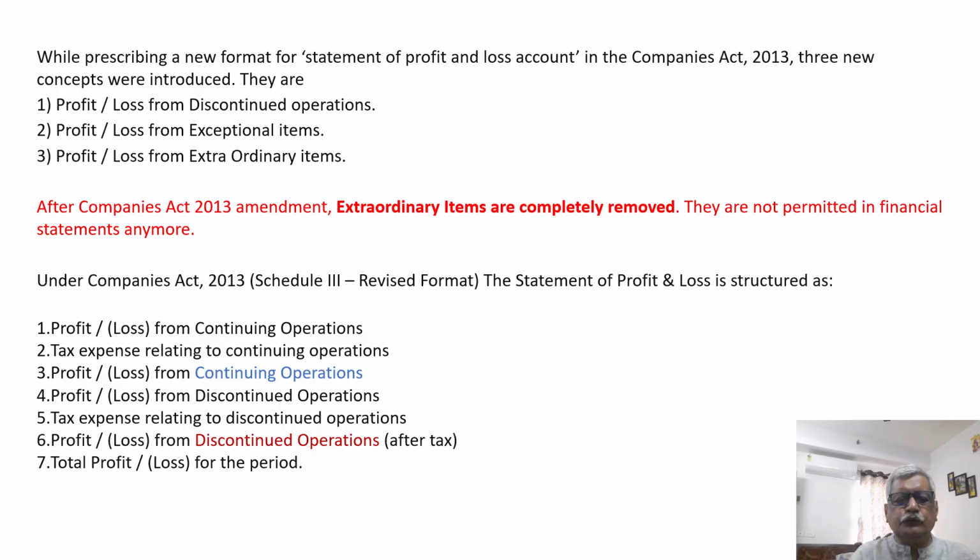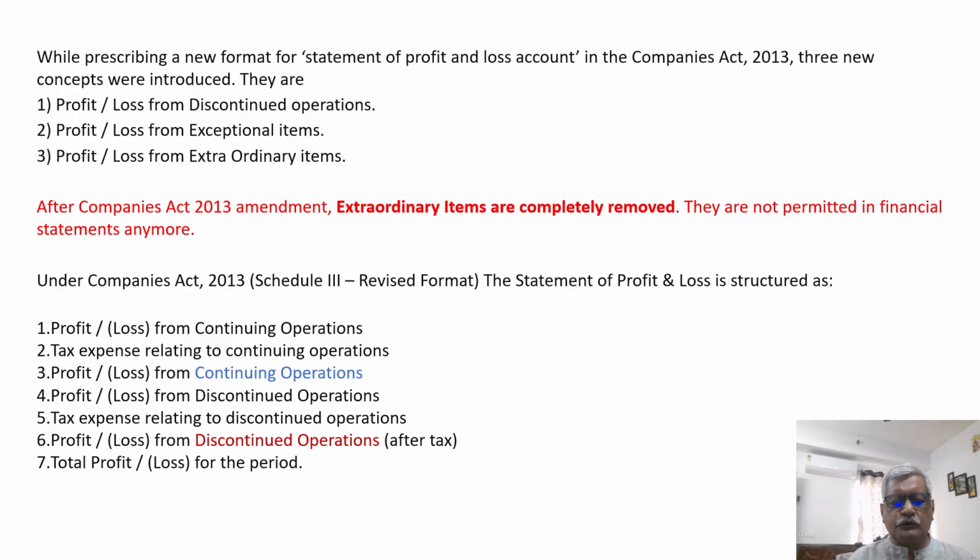While prescribing a new format for the statement of profit and loss account in the Companies Act 2013, three new concepts were introduced. They are profit or loss from discontinued operations, profit or loss from exceptional items, and profit or loss from extraordinary items. After the Companies Act 2013 amendment, extraordinary items are completely removed. They are not permitted in financial statements anymore.